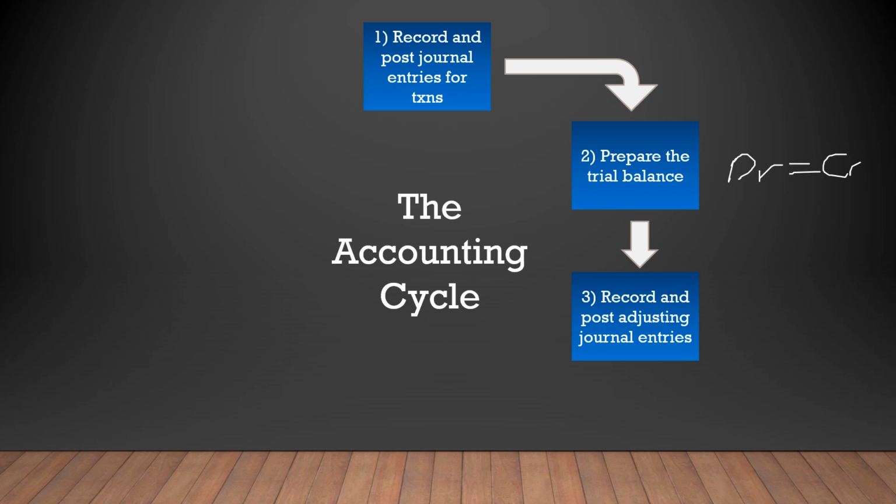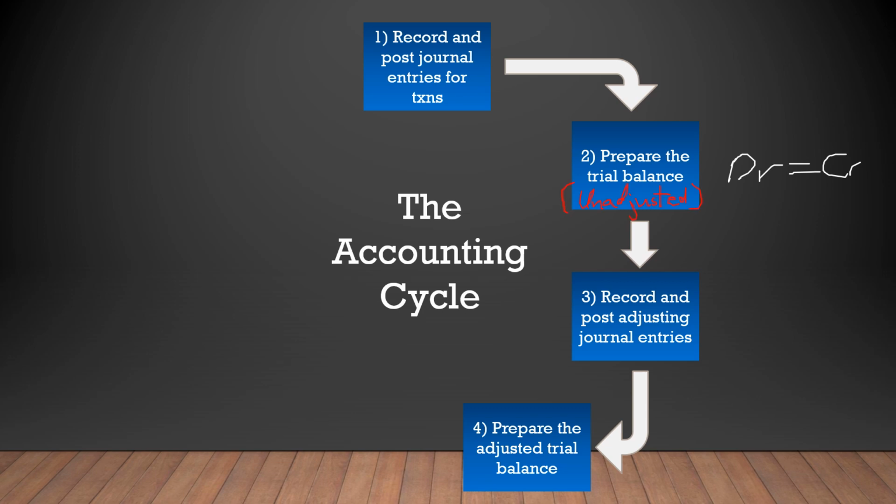Once the adjusting process is complete, we prepare another trial balance, commonly called the adjusted trial balance. Note that the previous trial balance is correspondingly referred to as the unadjusted trial balance. The purpose of this trial balance is the same as the first one. Verify that total debits equals total credits. If they don't balance, we know we have an error that must be rectified.